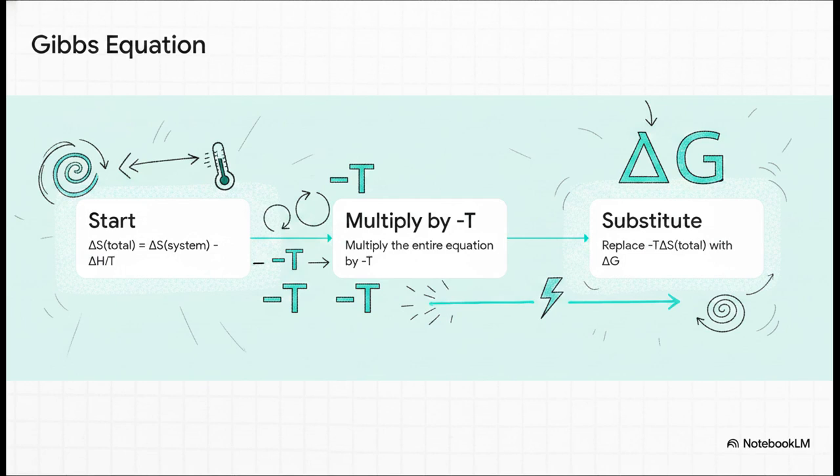Let's quickly walk through Gibbs' incredibly elegant derivation. He started with our total entropy equation from earlier. Delta S total equals delta S of the system minus delta H over T. Next, he multiplied the whole equation by negative T just to clear out the fraction. Finally, he substituted that chunky left side, negative T times delta S total, with a single clean new symbol, delta G. And that leaves us with the famously elegant Gibbs equation. Delta G equals the change in enthalpy minus temperature times the change in system entropy.